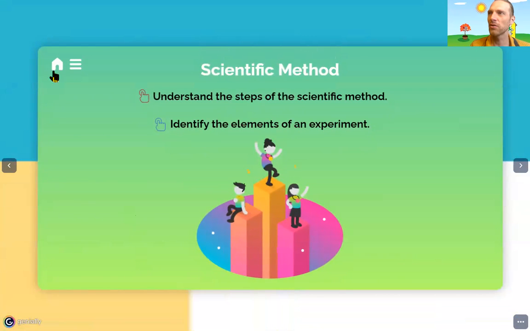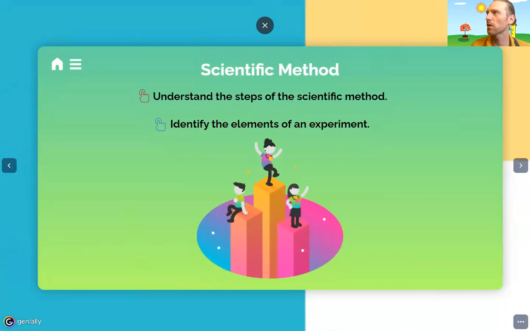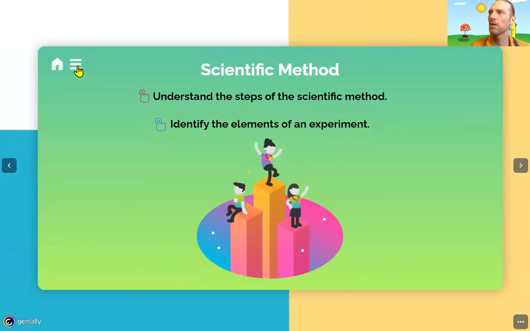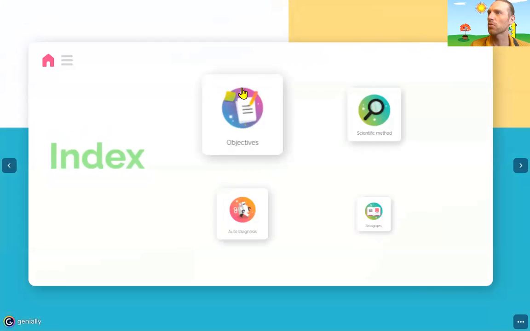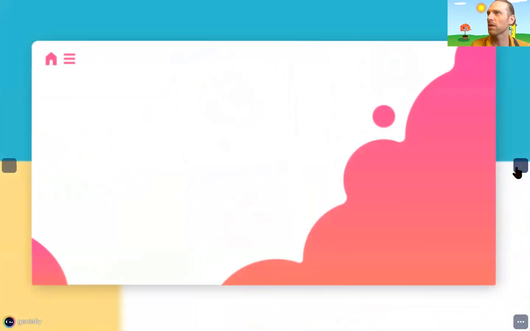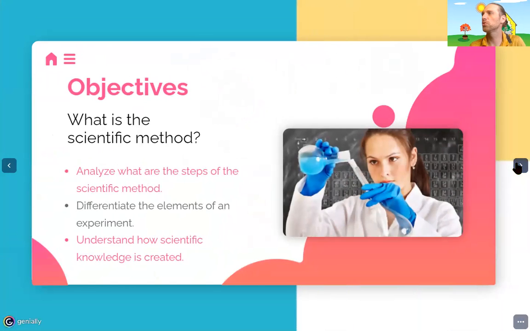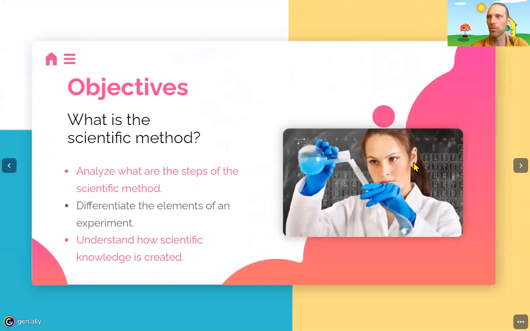You click nicely on it. Here you can see where you can click. In case you didn't know, you click on this here, and then it says where you can click. This is the home button, and here you can go to the index again, okay? So if you click on the arrows, you go basically through the whole content, and that's what we would like, okay?